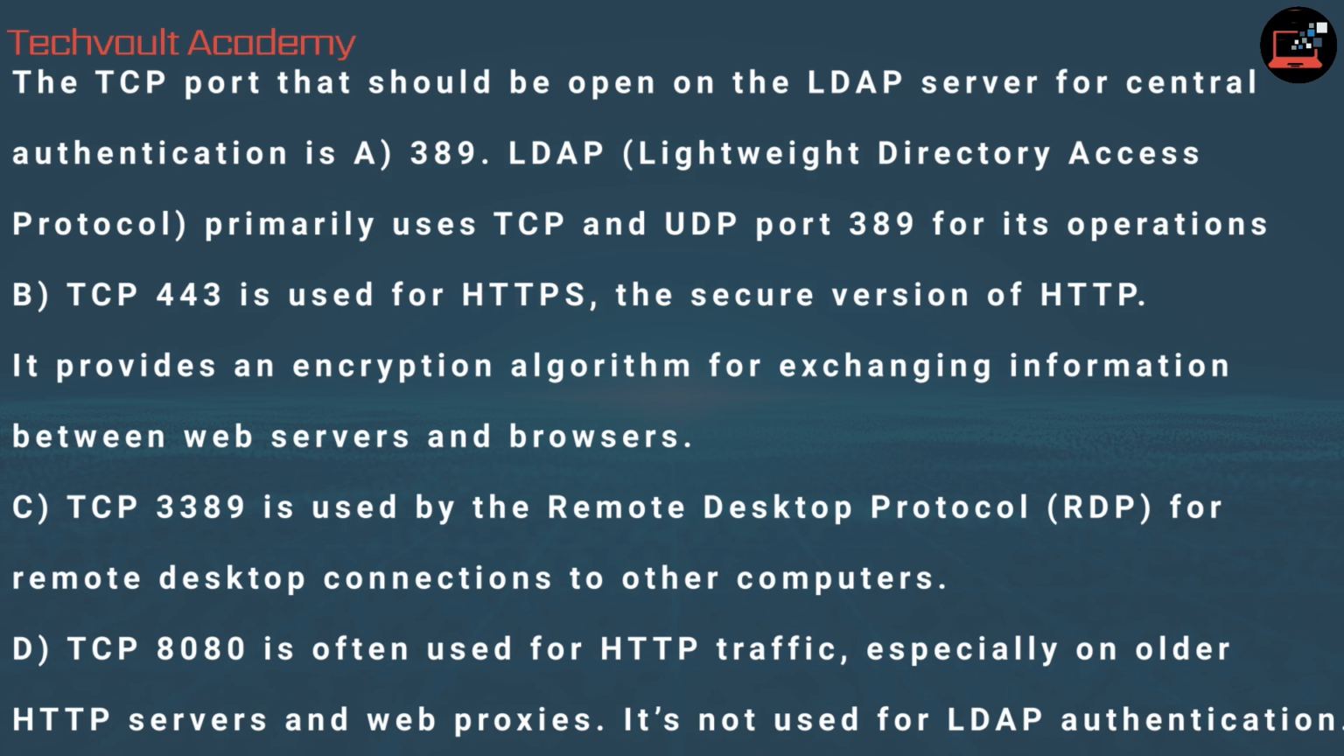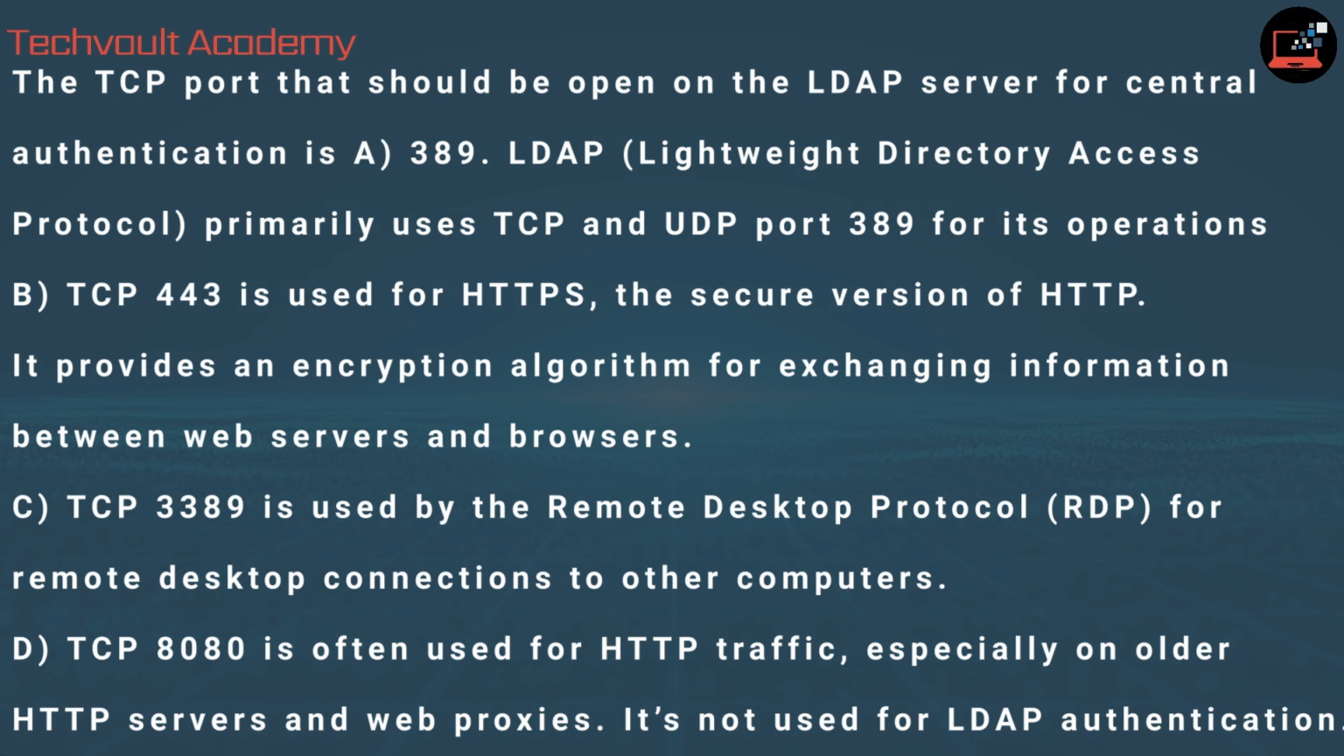The TCP port that should be open on the LDAP server for central authentication is A. 389. LDAP, Lightweight Directory Access Protocol, primarily uses TCP and UDP port 389 for its operations. B. TCP 443 is used for HTTPS, the secure version of HTTP. It provides an encryption algorithm for exchanging information between web servers and browsers.